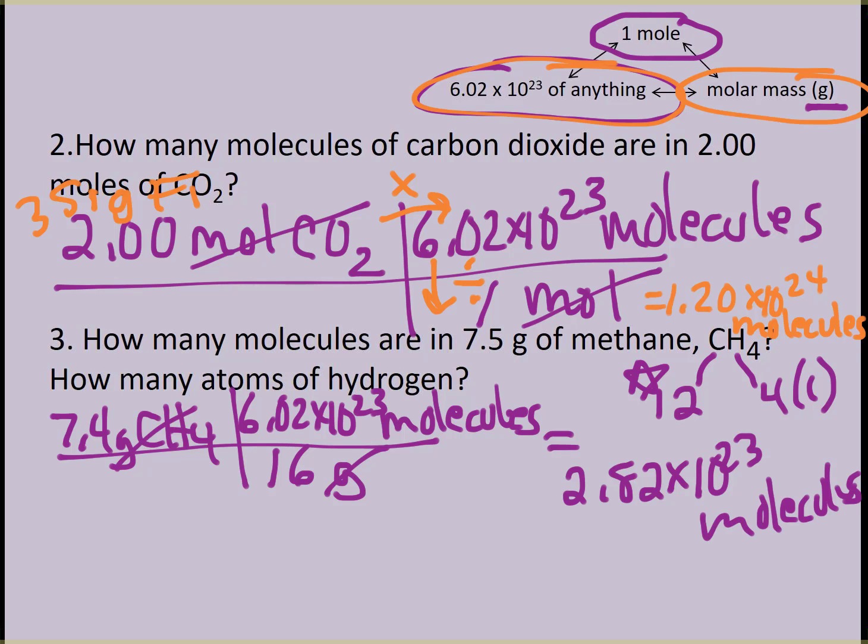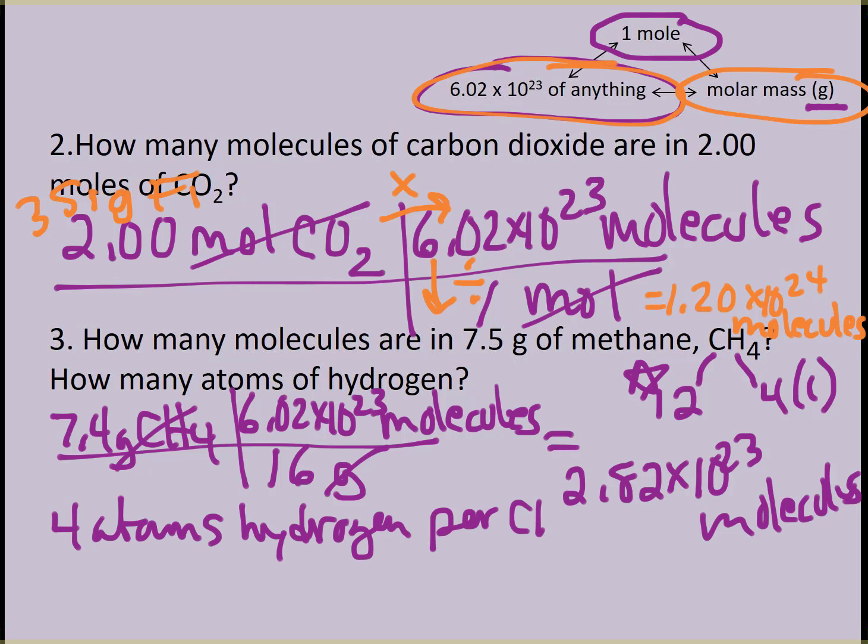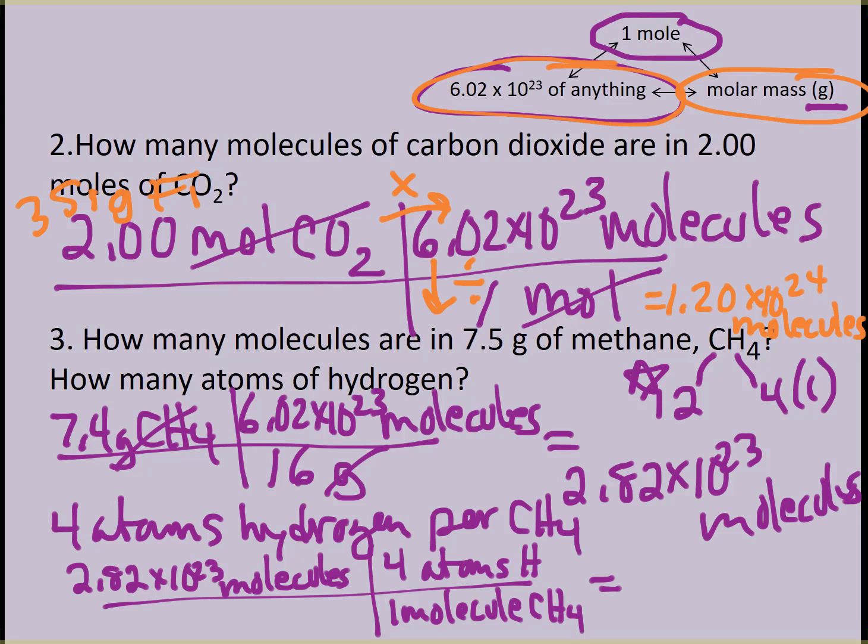And it says how many atoms of hydrogen are that? So for this one, I know that there are 4 atoms of hydrogen per 1 CH4 molecule. So really, all I have to do is multiply my number by 4. And when I multiply it out, I get 1.13 times 10 to the 24th atoms.